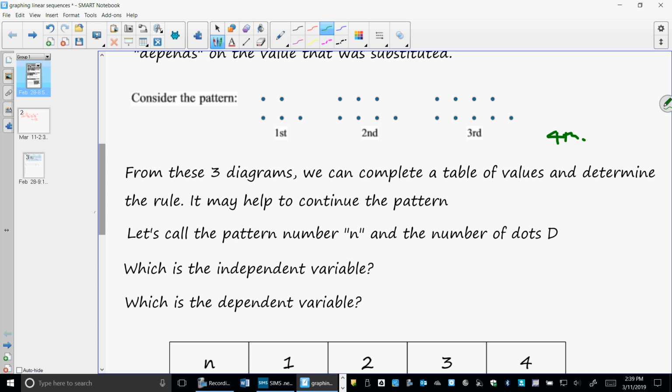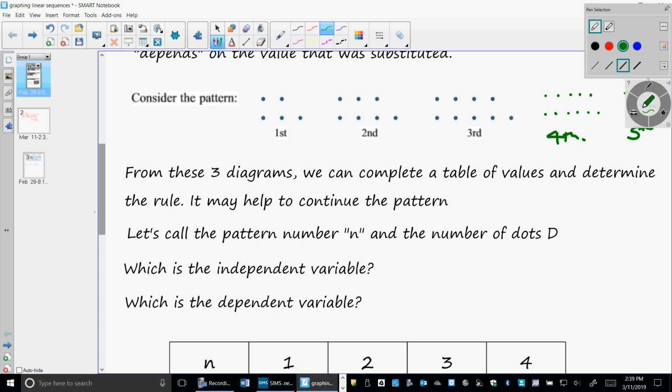On the top row? 1, 2, 3, 4, 5, and how many dots on the bottom row? 1, 2, 3, 4, 5, 6. And then for our fifth term, there would be 6 on top and 7 on the bottom. 6, 1, 2, 3, 4, 5, 6, 7. Okay, anyway. So from these 3 diagrams, we complete a table of values and determine the rule.